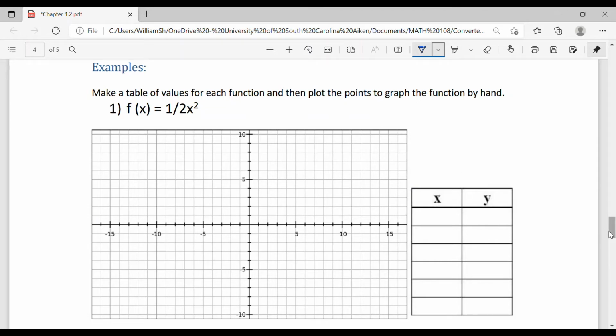So we're on to the next example here. It says make a table of values for each function, then plot the points to graph the function by hand. The first function we have, f of x equals 1/2 x squared. Okay, so we have again our xy little plot here that we can fill in, and we can do it the same way we did before.